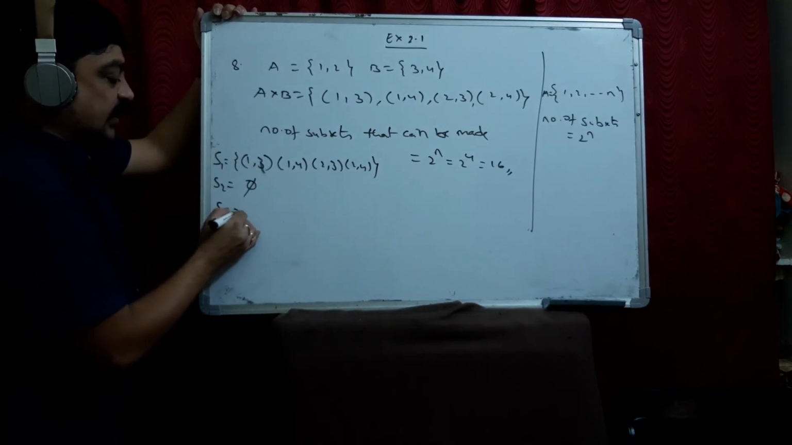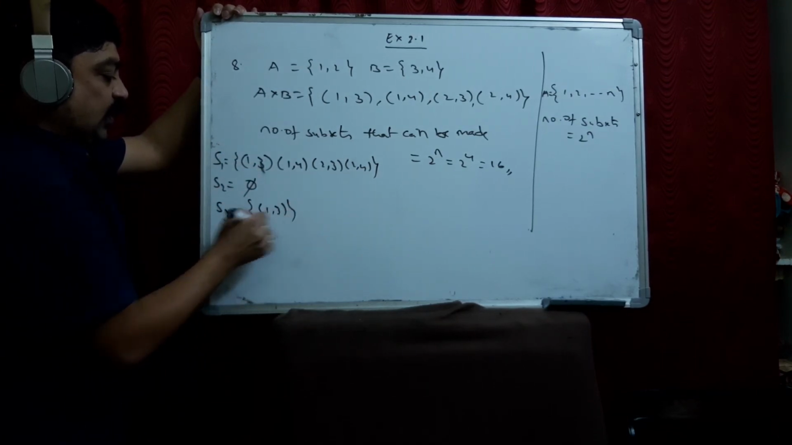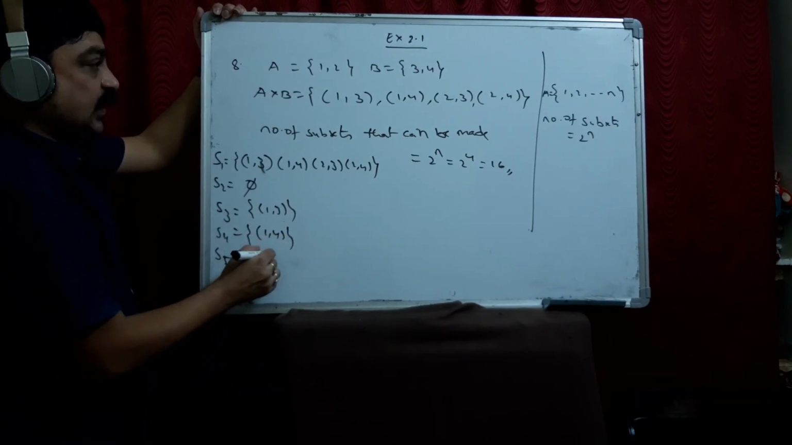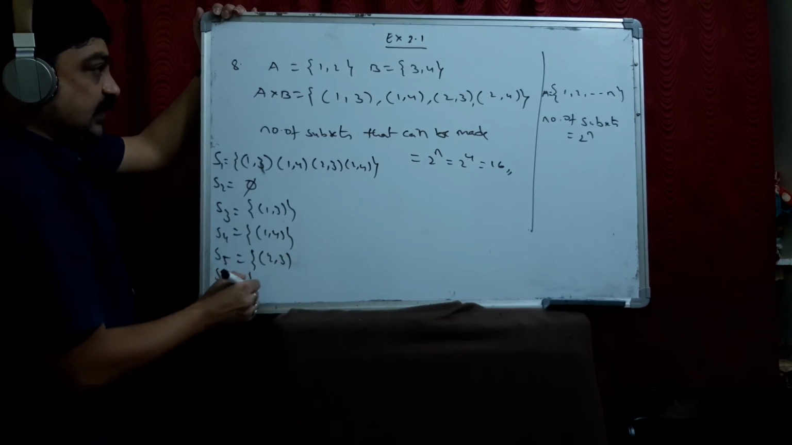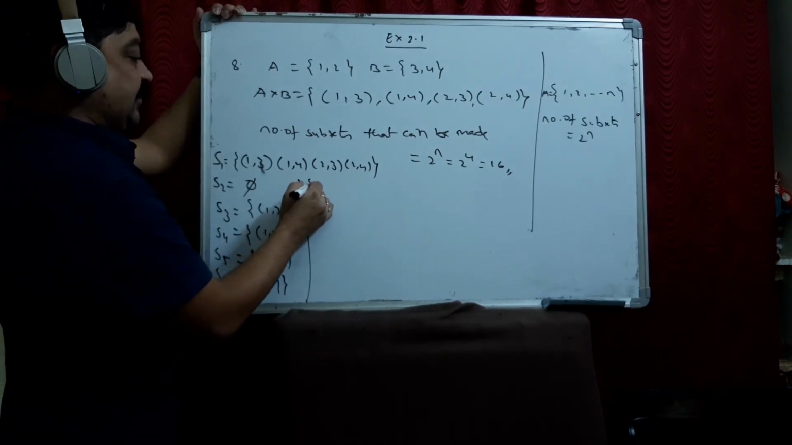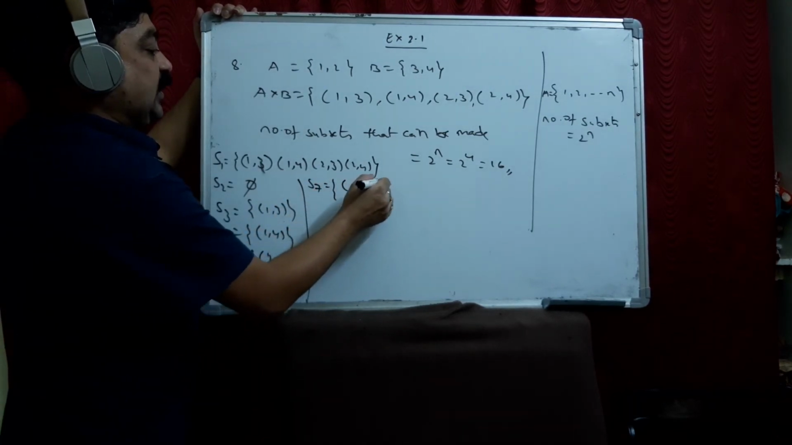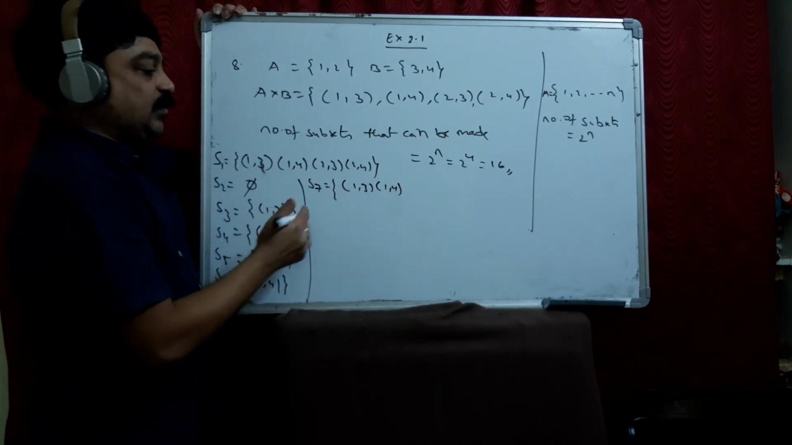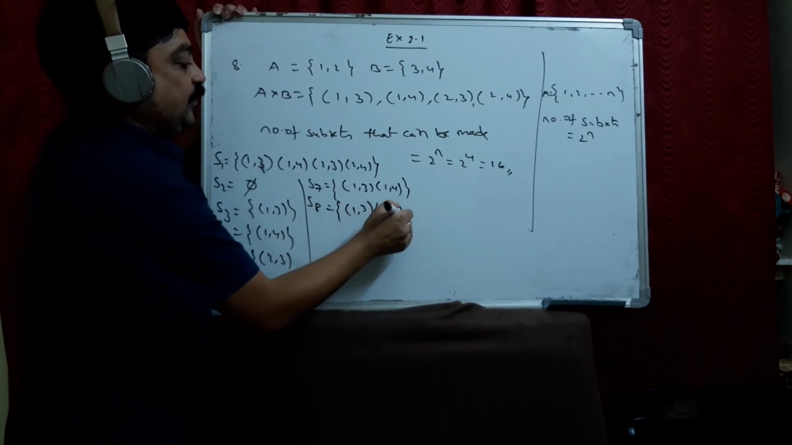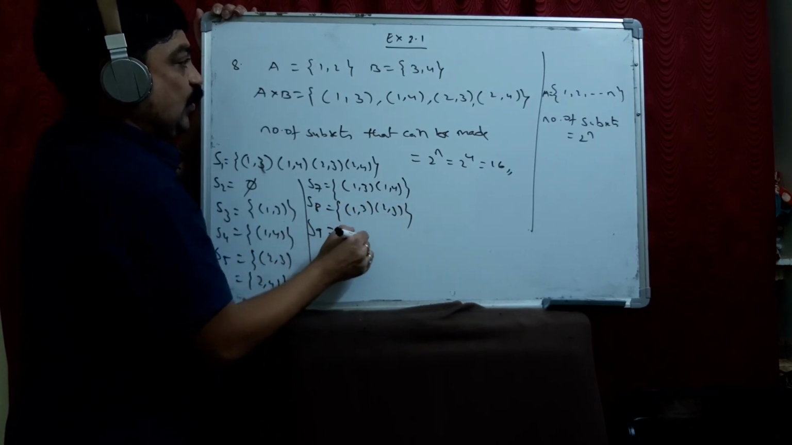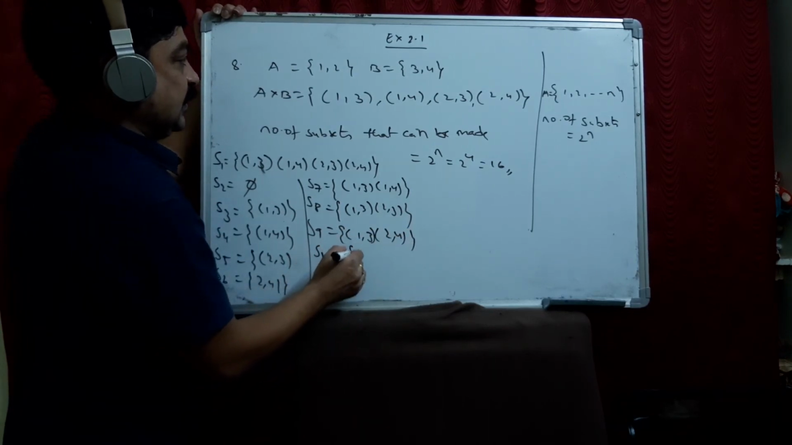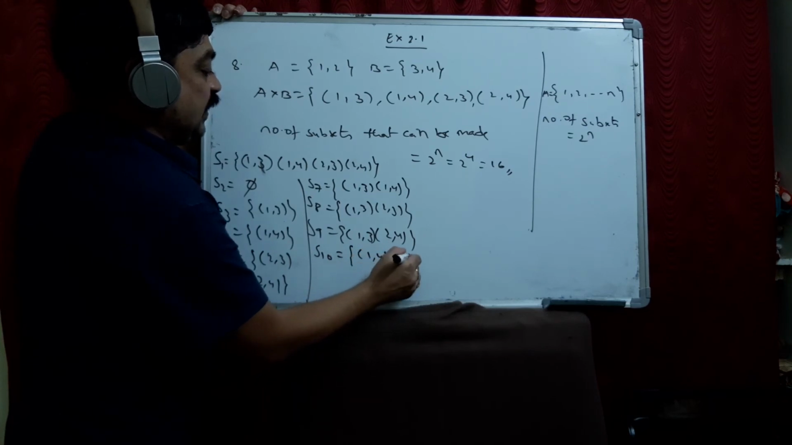Next, S3 will be single elements. S4, single element sets. S5, 2, 3. S6, 2, 4. Next, S7, 2 elements. 1, 3, 1, 4. How many 2 element sets can be made? S8, 1, 3, 2, 3. S9, 1, 3, 2, 4. S10, 1, 4, 2, 3.